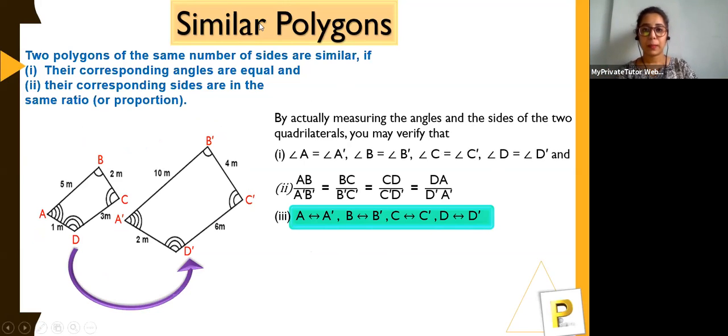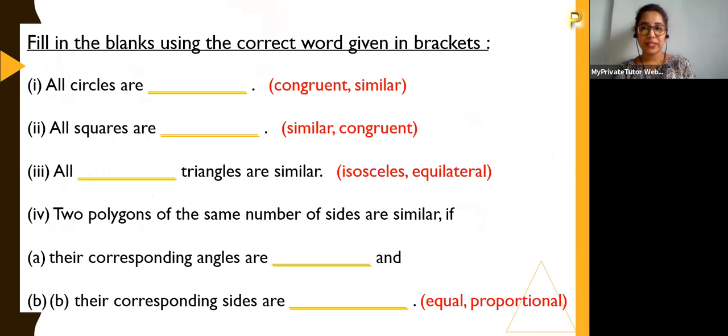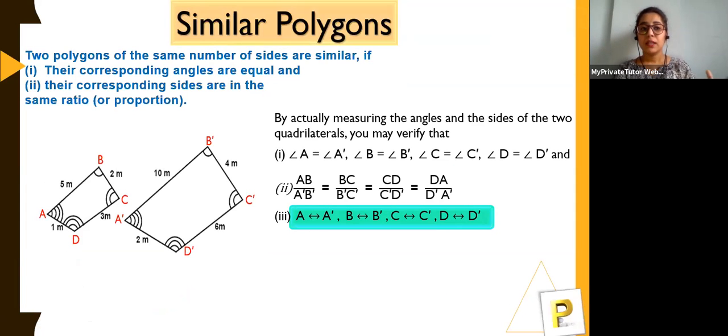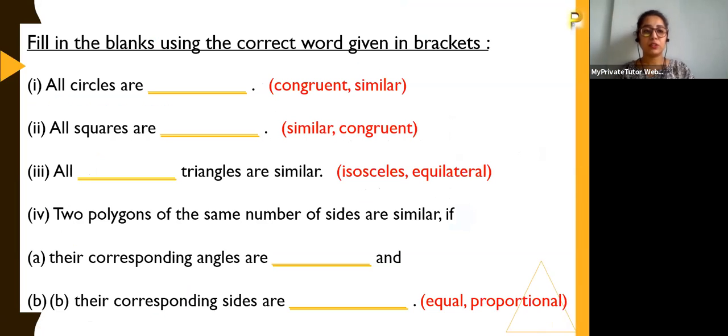Let's get into the next part, some questions on it. So you are clear about what polygons are. They have corresponding angles equal, and the two corresponding angles should have equal measure, and the sides should be in the same ratio. So let's have some questions. Fill in the blanks using the correct word given in the bracket. The options are already given and you just have to answer the questions.